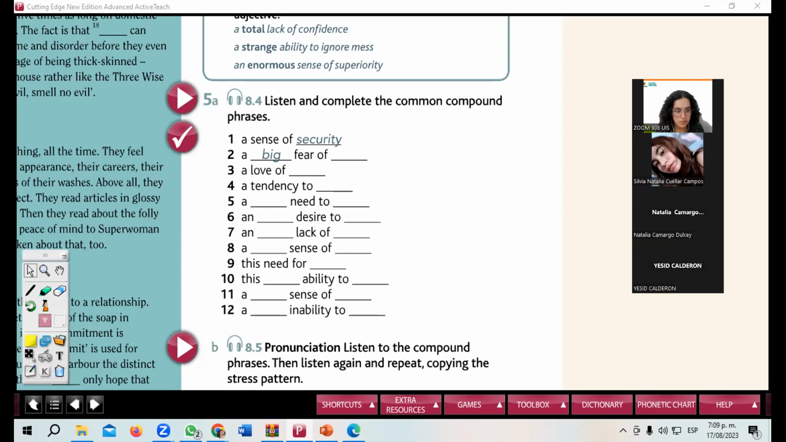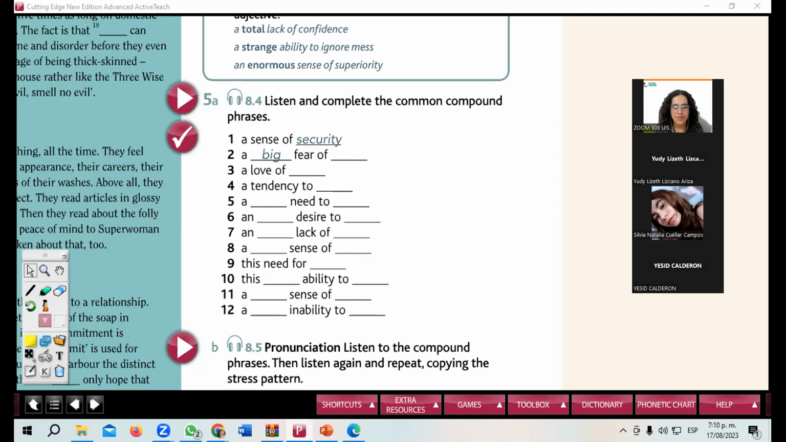Okay, Jessit, number 10. This strange ability to read. To read what? To read your mind. This strange ability to read your mind. Lisette Liscano, number 11.